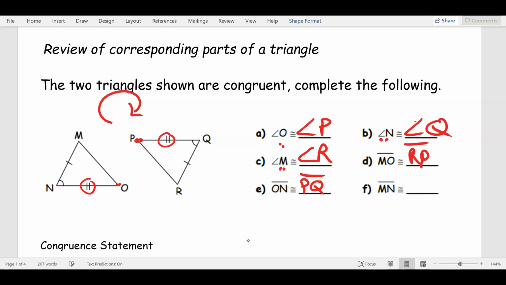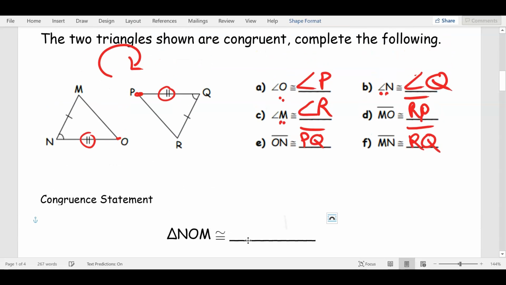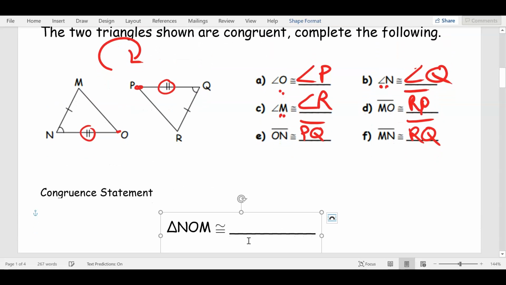So M, close, other way around. RQ, okay? Now, when we say order matters, it really does. So, like, M matches with R, N matches with Q, so it has to be RQ, okay? All right, so at the very bottom, NOM, in order, NOM matches what? Triangle what? QPR, okay? So again, you got to be able to take a picture, match up what angles match up, what sides match up, okay?